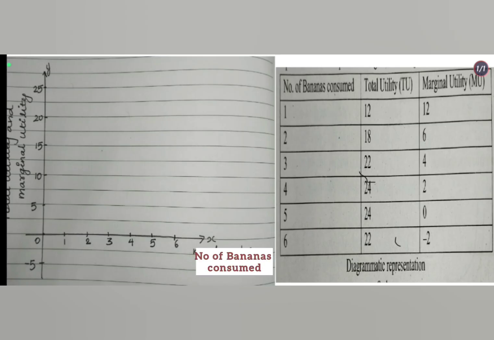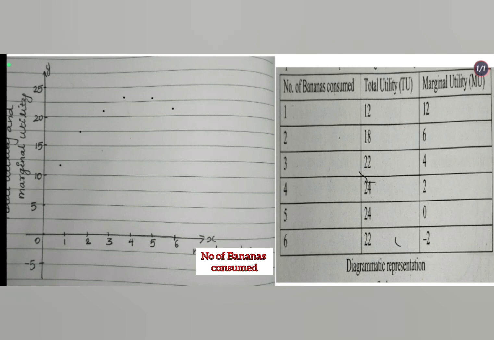First, plot the total utility, TU, curve using total utility values for each quantity consumed. For example, when one banana is eaten, the total utility is 12. For 2 bananas, it's 18, and so on. Mark the points. TU equals 12 for 1 banana, 18 for 2 bananas, 22 for 3 bananas, 24 for 4 bananas, 24 for 5 bananas, and 22 for 6 bananas.